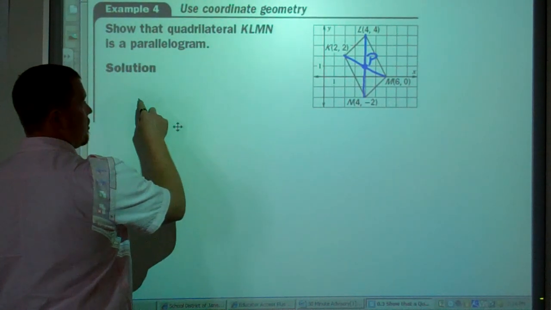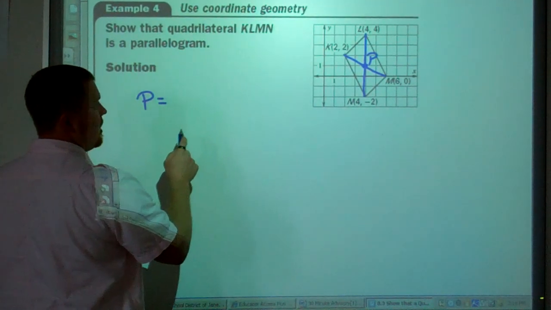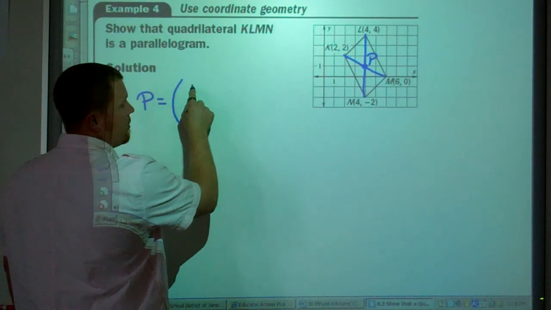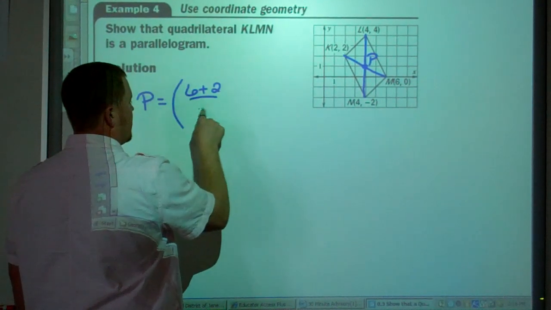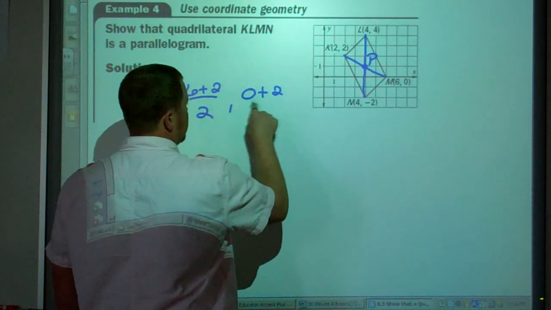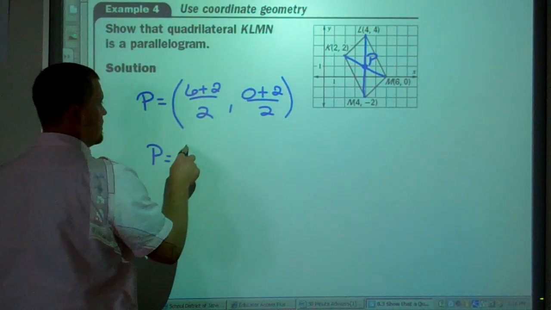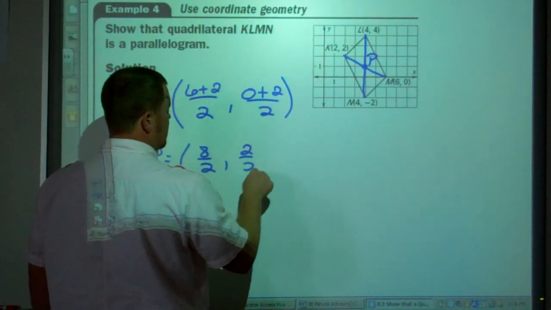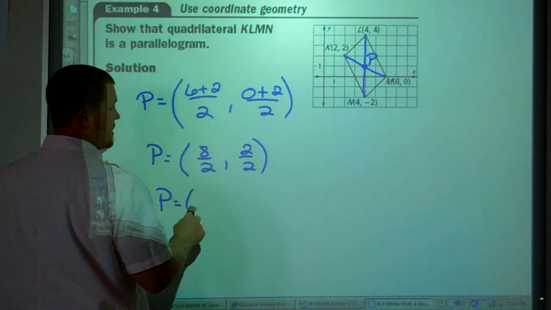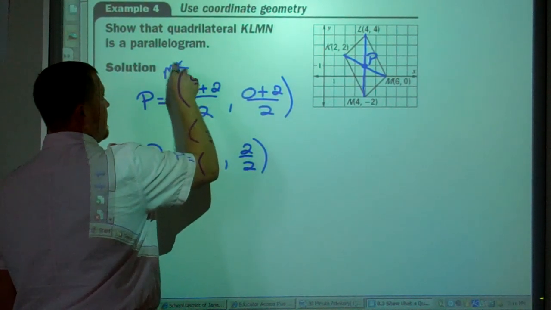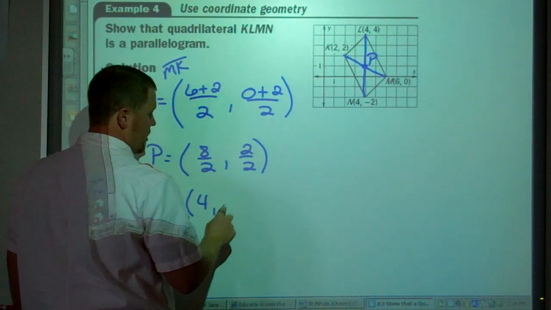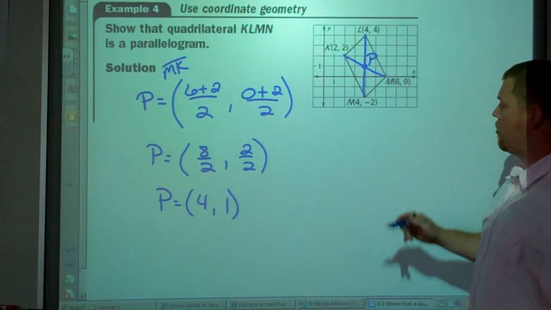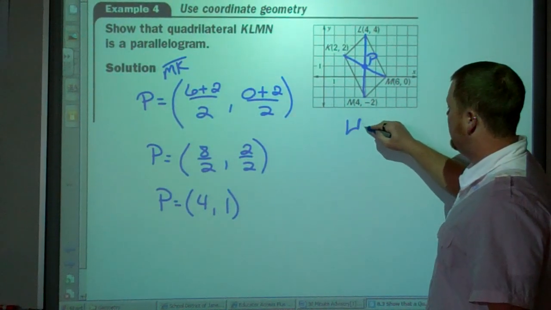So if I find the midpoint, or point P, of segment MK, the midpoint formula is 6 plus 2 divided by 2, 0 plus 2 divided by 2. So point P is 6 plus 2 is 8 divided by 2, 0 plus 2 is 2 divided by 2. So that point P, this here I'm doing for segment MK. 8 divided by 2 is 4. 2 divided by 2 is 1.